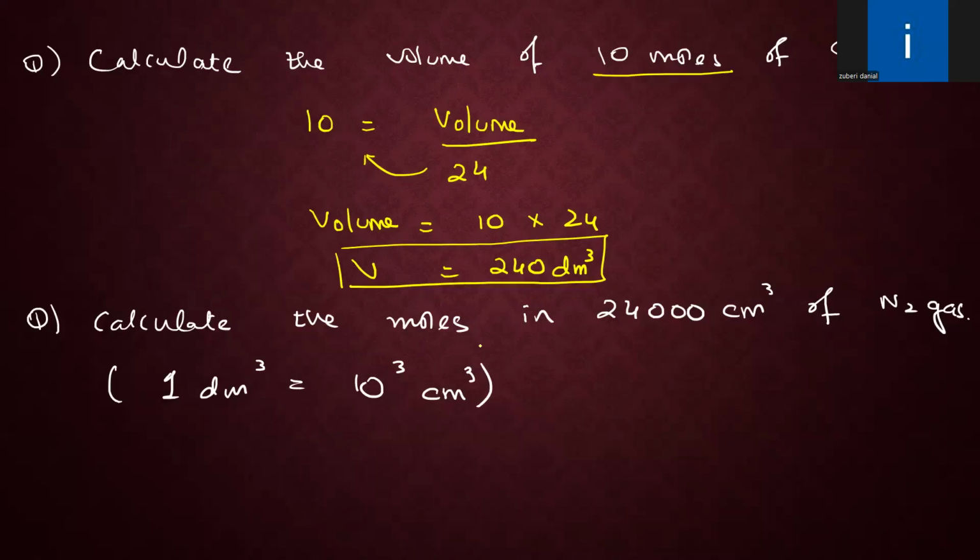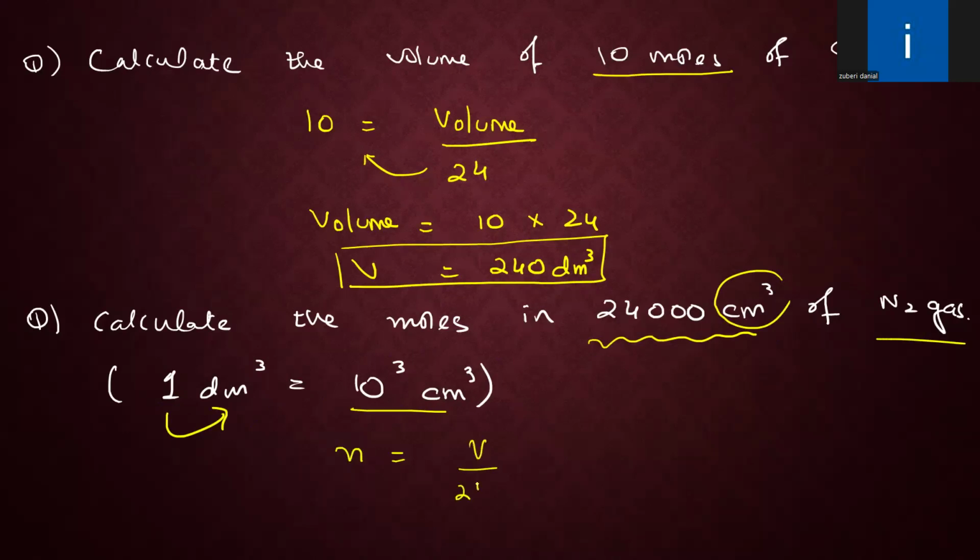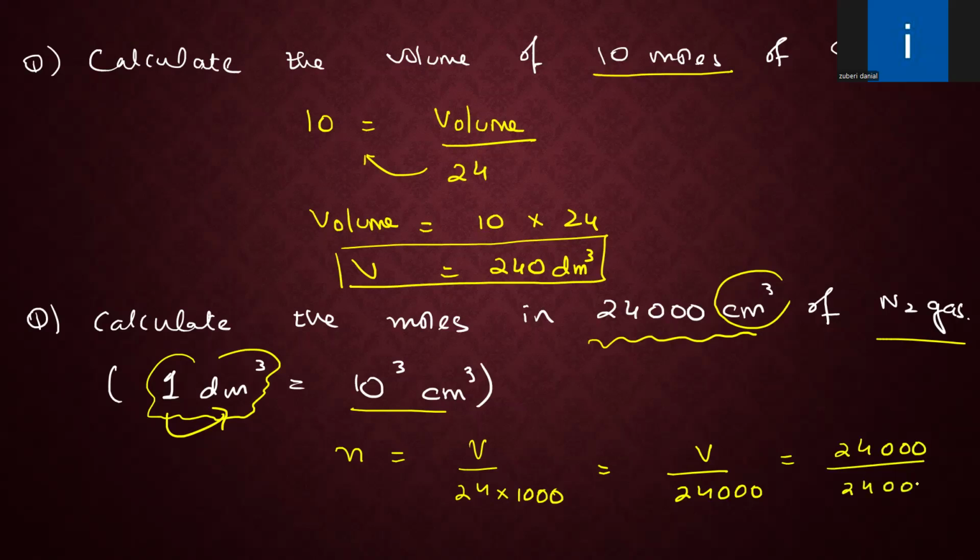Then it says, in the other part of the question, calculate the moles in 24,000 cubic centimeters of nitrogen gas, where they've already given us this factor that 1 cubic decimeter equals 1,000 cubic centimeters. Okay, so the formula says number of moles is volume upon 24, but in liters. So if we have 24 liters, which is equivalent to 24,000 cubic centimeters, we can convert this value into 1,000. So this becomes volume over 24,000. Volume is 24,000 here, and denominator is 24,000. So you're going to get 1 as your answer.